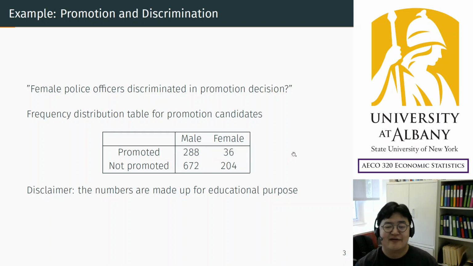And by the way, as you know, this is not real data. It's just fake. To answer this research question in academia, you need to do much more than this. We just use this as an example for conditional probability in this course. So it is never realistic data. Just understand it as a numerical example.